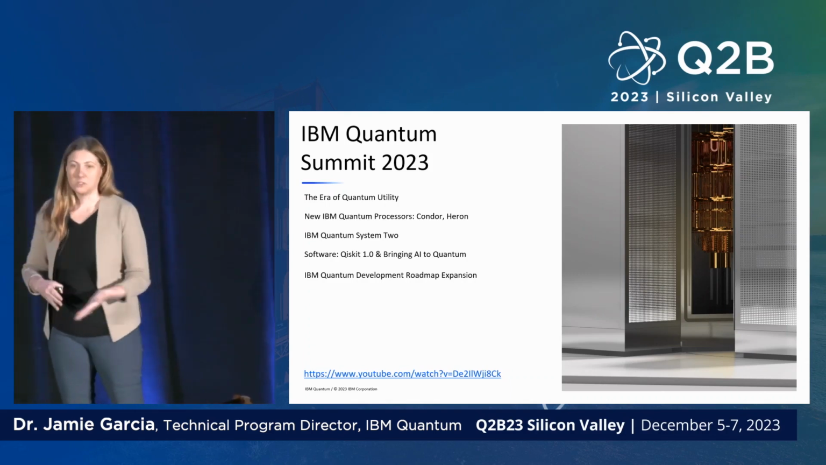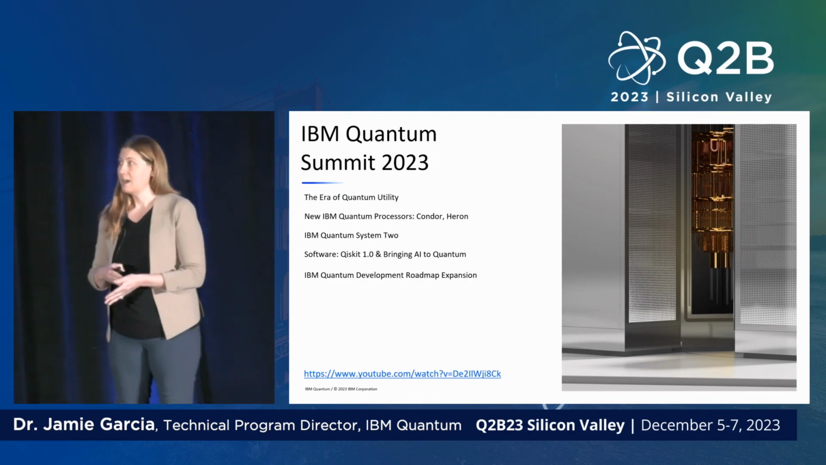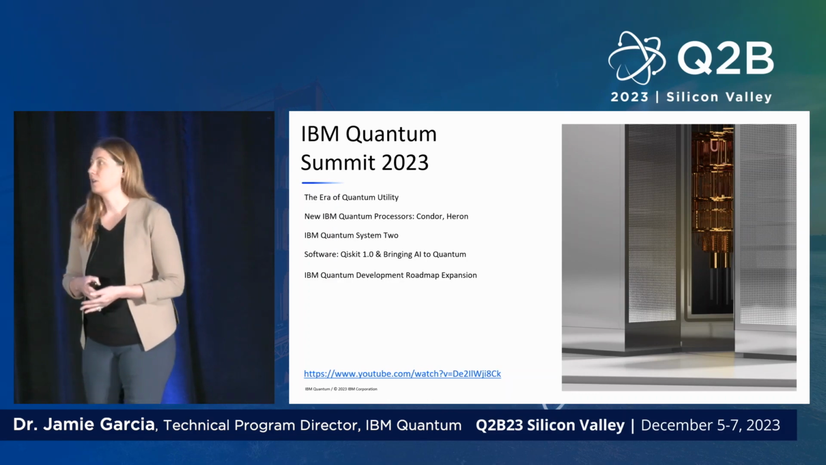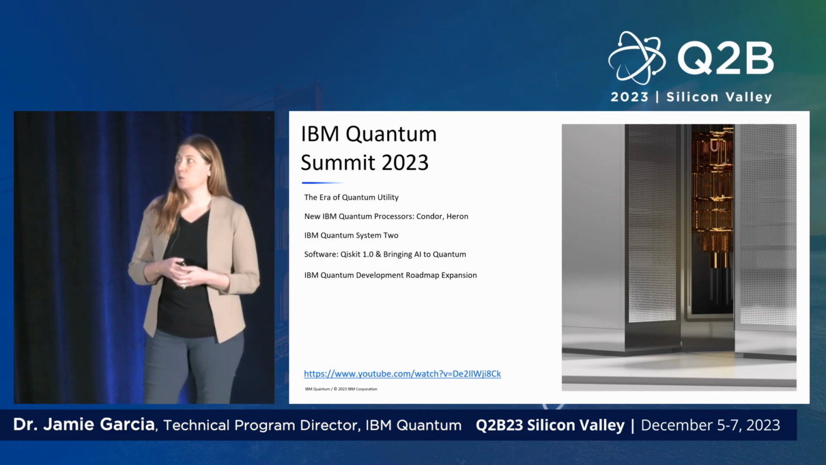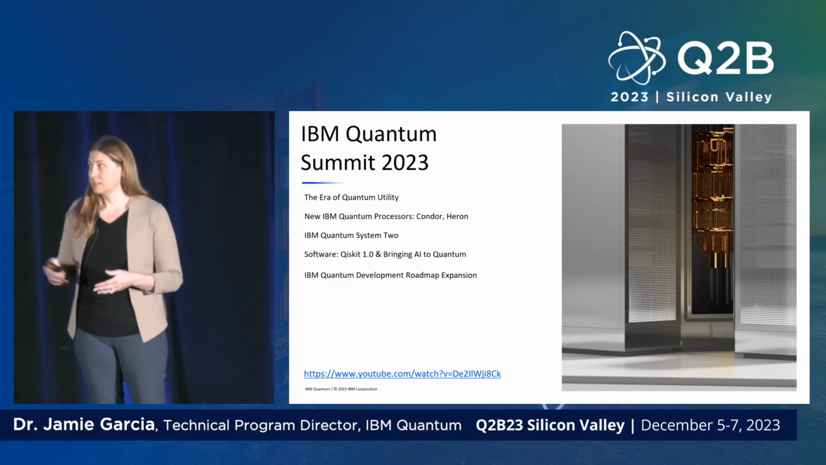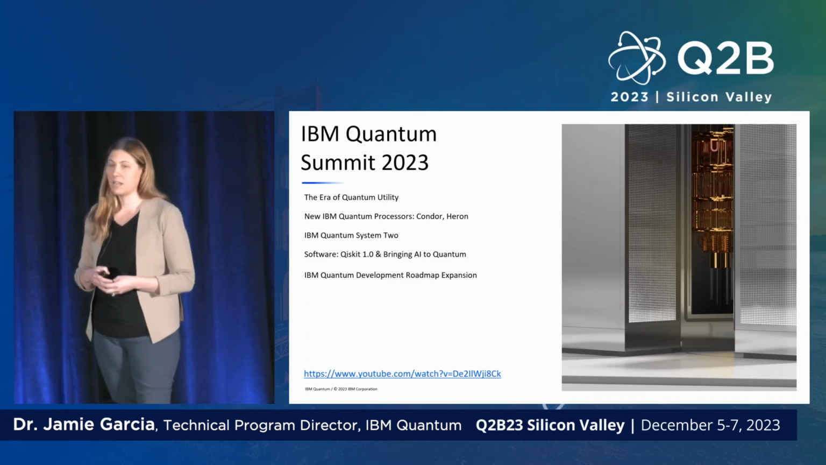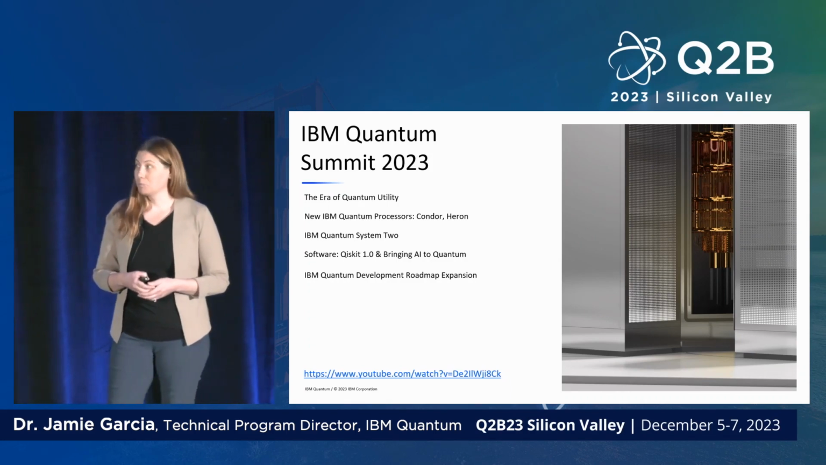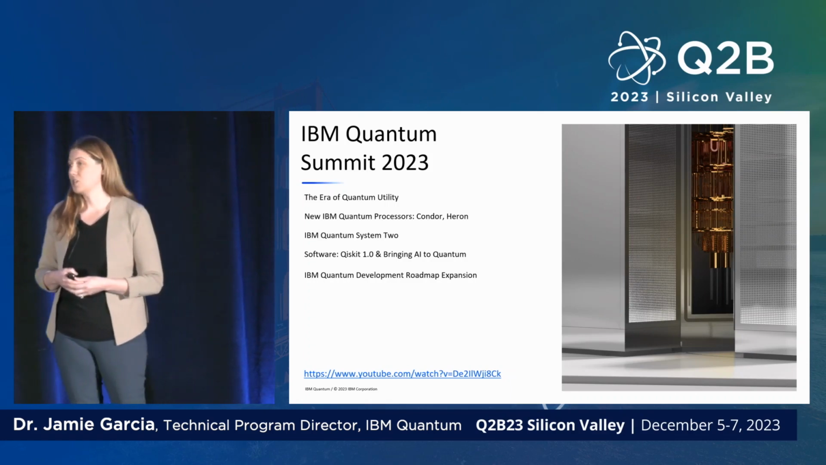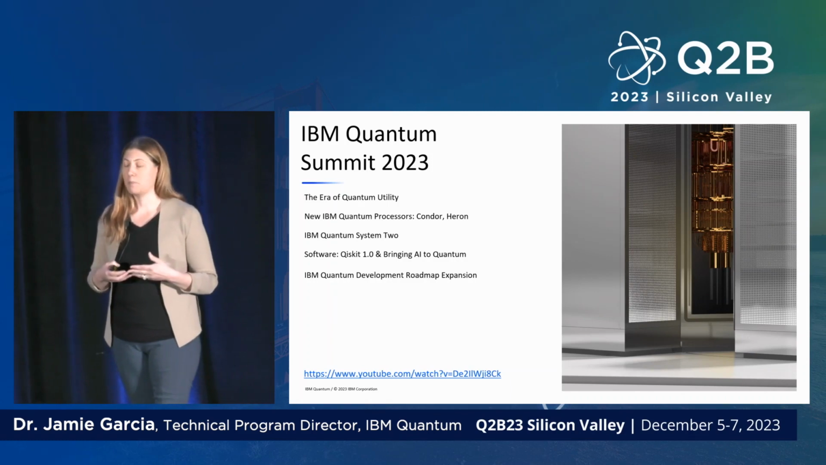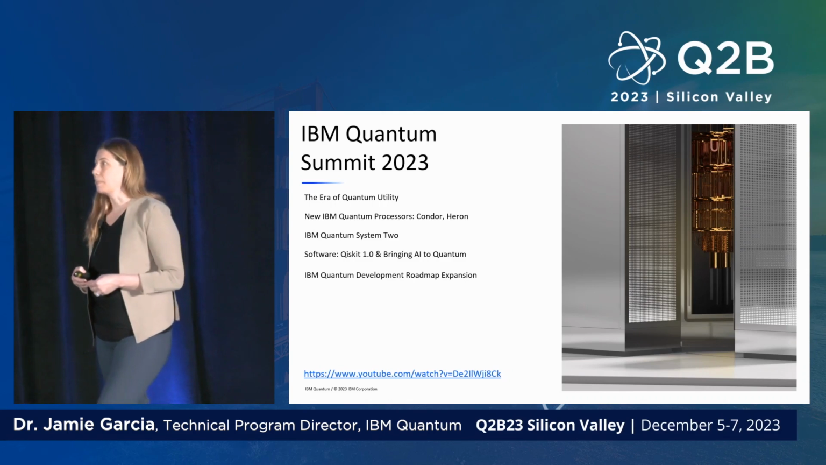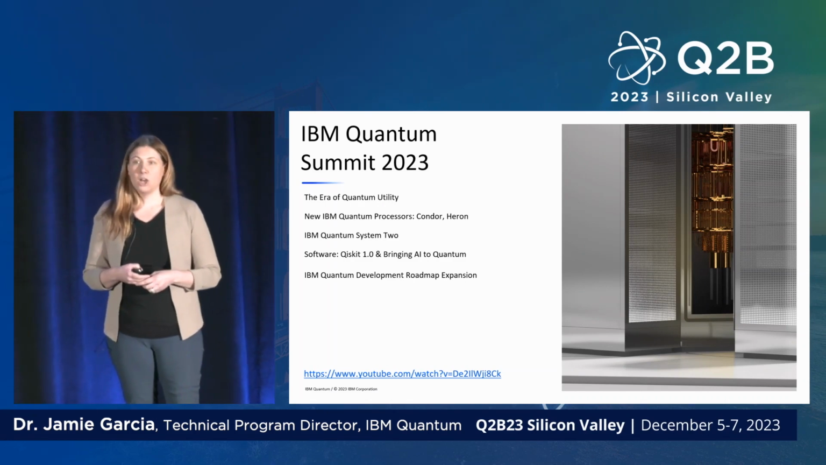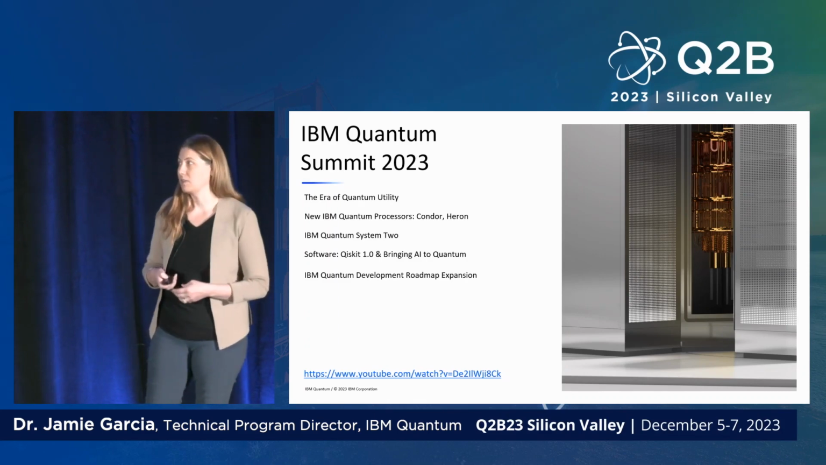Basically, what it comes down to is we announced that we are in the era of utility, and I'll talk a little bit about what that means, from my perspective as well. We announced 2 new IBM quantum processors, Condor and Heron, and I'll chat a little bit about what that entails. We unveiled our design for Quantum System 2, our next generation of quantum systems. And on the software front, we announced that we are releasing Qiskit 1.0. That's a really big change for us. In addition, we've brought some AI to different parts of quantum workflows. And finally, and I think one of the biggest changes for us, is that we have expanded our quantum roadmap. I'll share some of that with you as well.